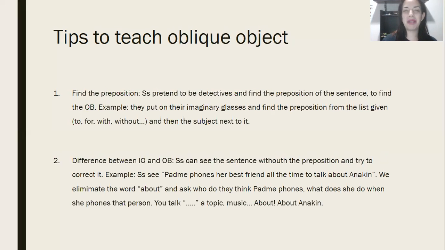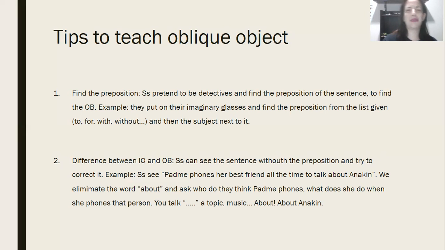And finally, we have the oblique object. I found this a little bit difficult to investigate, and I think it's the most difficult one. That's why the explanation is a little bit longer. We have here: find a preposition. I would say this is maybe an activity for primary.